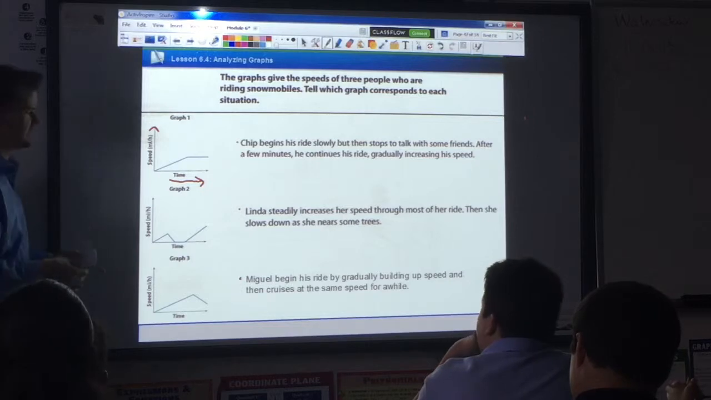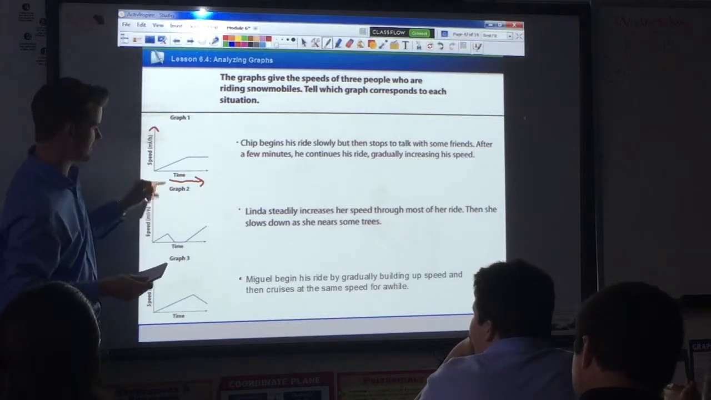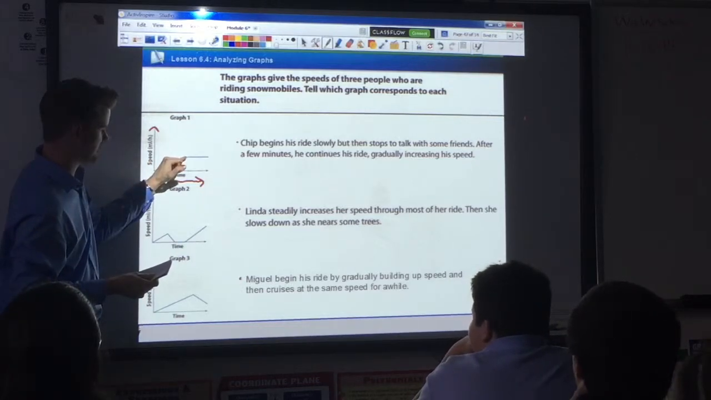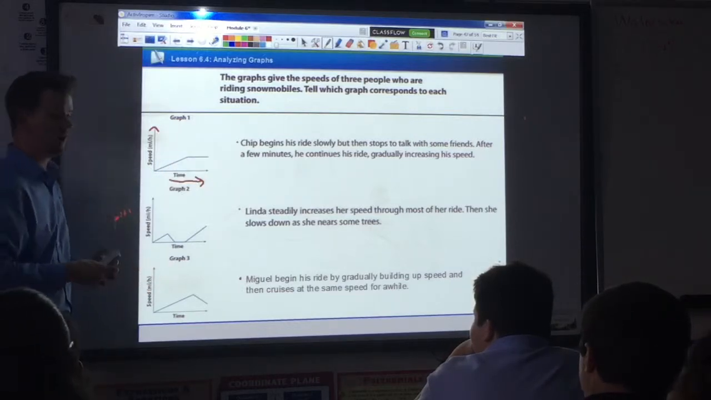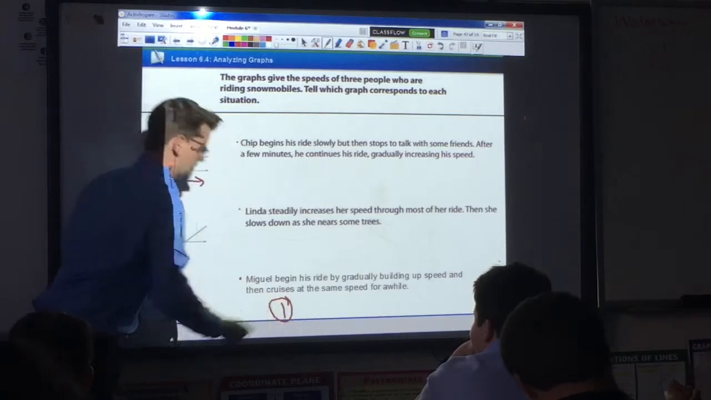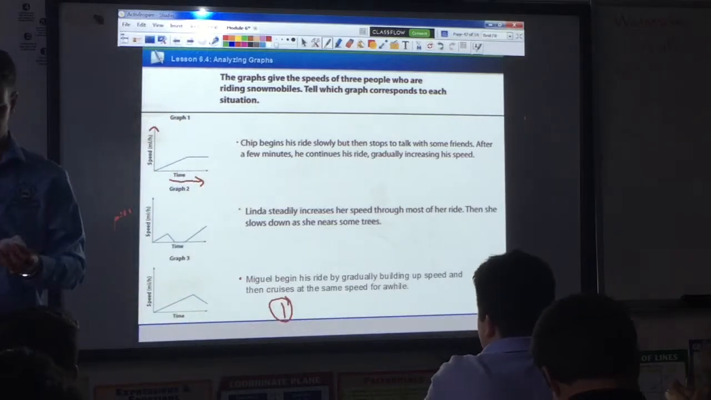Graph 1. Let's see. Miguel begins his ride by gradually building up speed. Okay, that works. And then he cruises at the same speed for a while. I agree that that works, so that is indeed graph 1. Thank you very much.